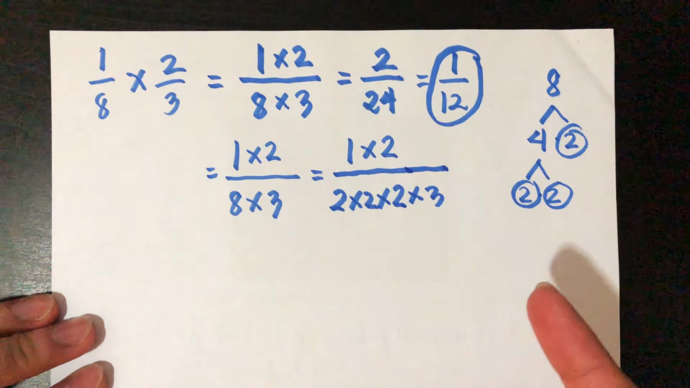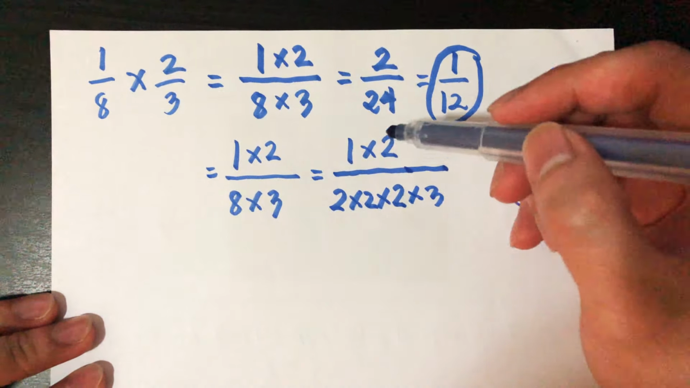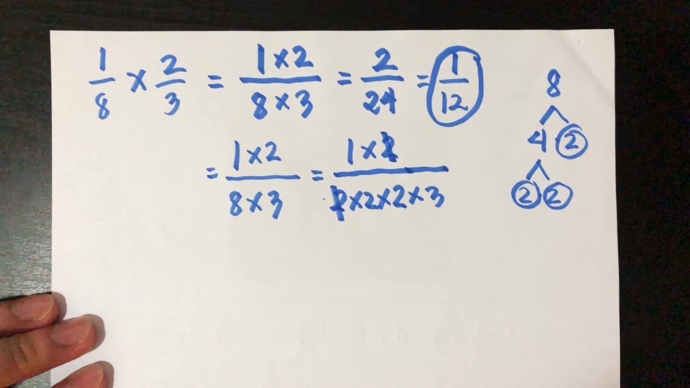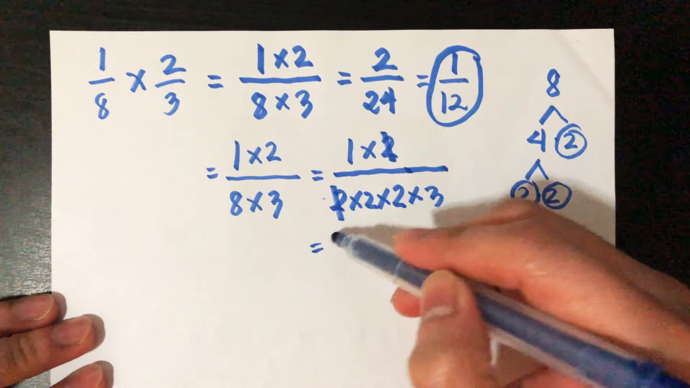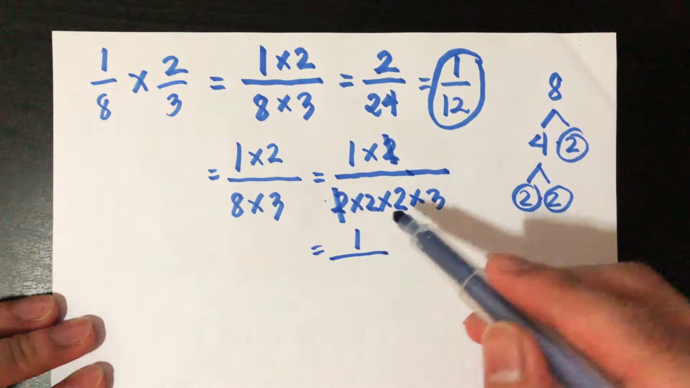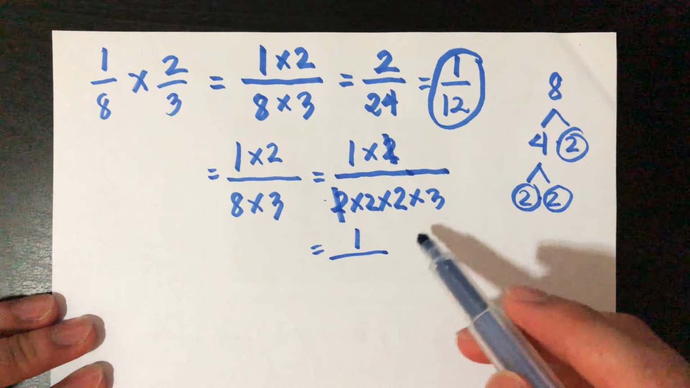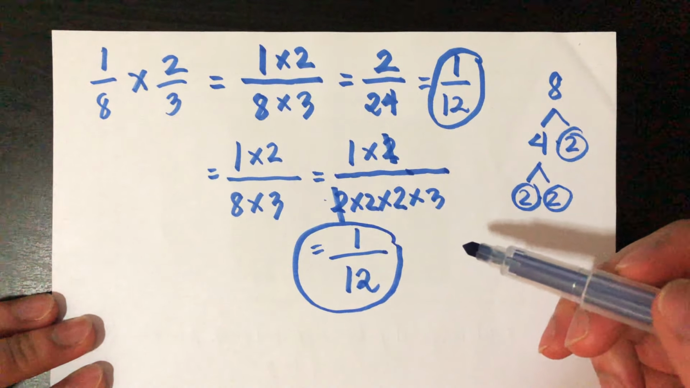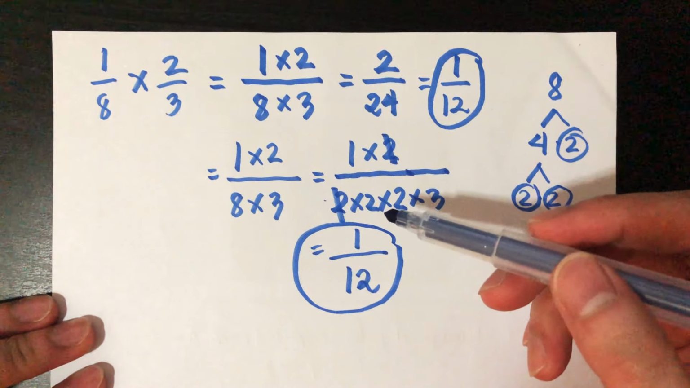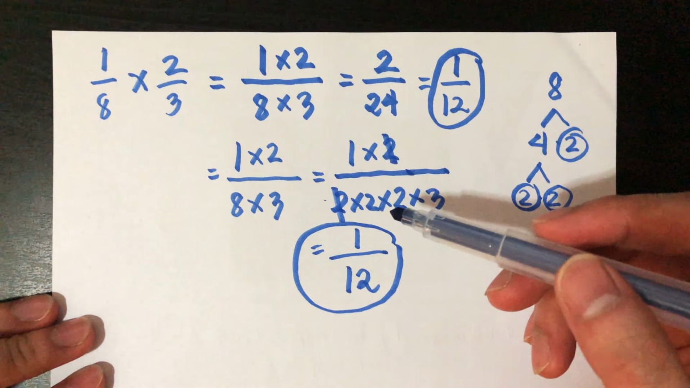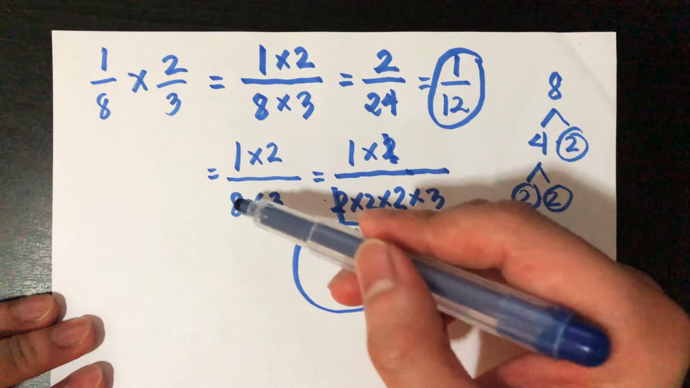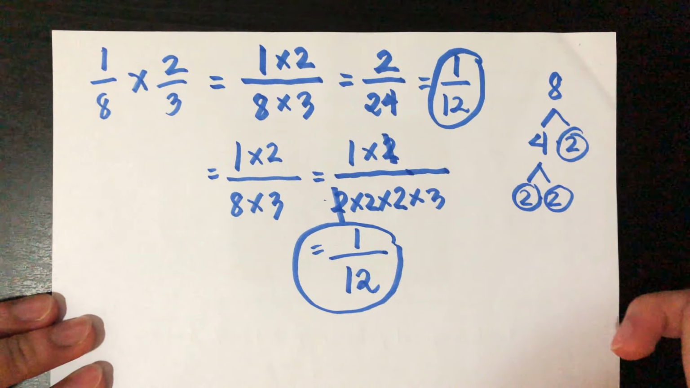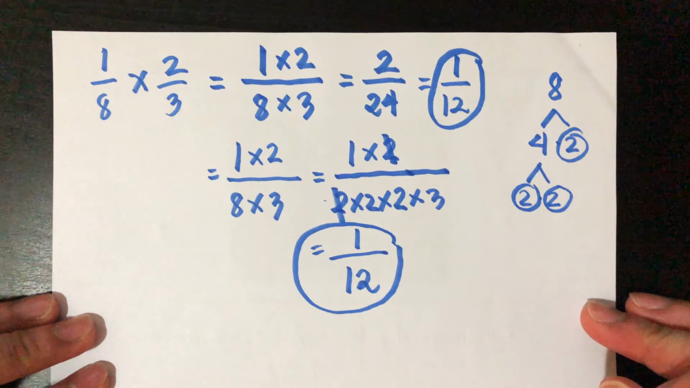Now, the next step is we're going to cancel out the common factors. In this case, 2 is a common factor here. So what remains in the numerator is 1. Then in the denominator, we have 2 times 2 times 3, which is 12. And that is the answer. Okay? Now, same procedure is correct. However, when we use the prime factors, normally the answer is already in simplest form. Okay?